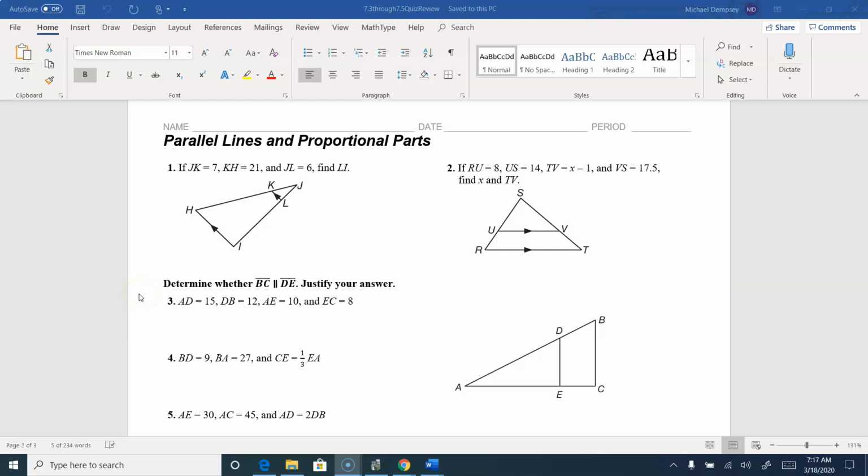Okay, so with the parallel lines and proportional parts, a lot of times these setups are going to be even easier than having to look at two triangles. So in the first one here, we have JK is 7, right? So that's this little piece up here. So if we can write in there, he's going to be 7 up there. KH is 21.